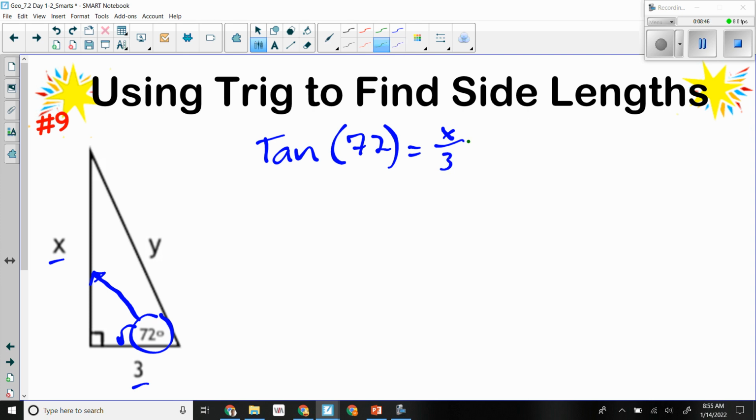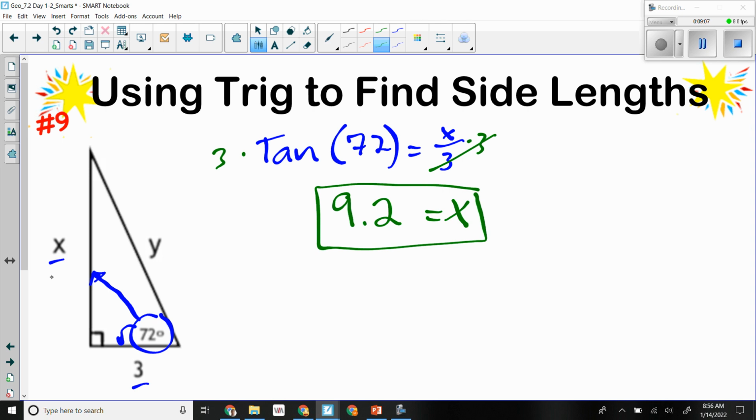This is one of those easier ones where you can just multiply both sides by 3. And that's going to get my x isolated, which is good. And on the left side in the calculator, 3 times tangent of 72 is 9.23. So I'll round it. It's just going to be 9.2.